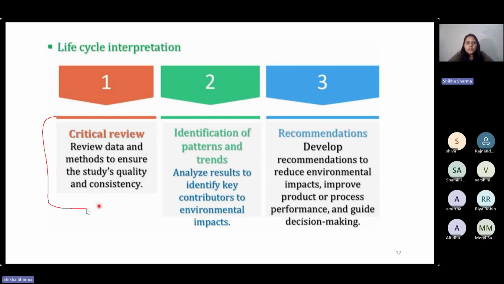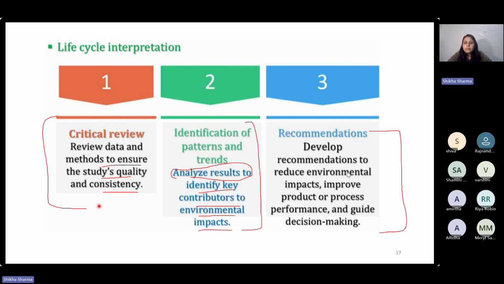So the critical review: the data will be reviewed and the methods will be identified to ensure the studies' quality and consistency, and the identification of patterns and trends will be there. In this, we analyze the results to identify key contributors of the environmental impact. From analyzing the relative assigned values, it will be easier to identify what the key factors affecting the environment are. So those will be identified, and then recommendations.